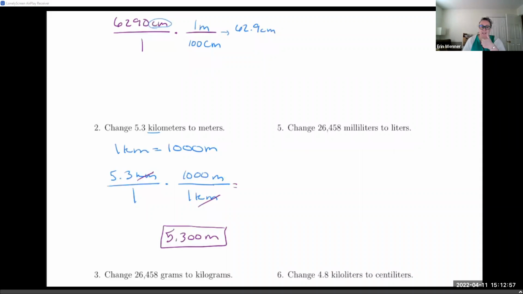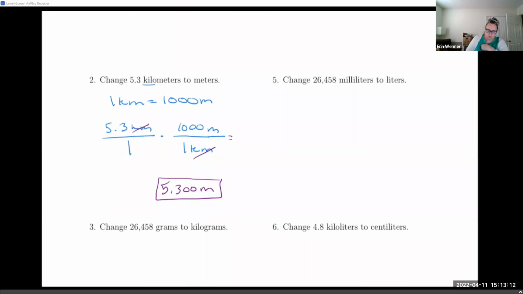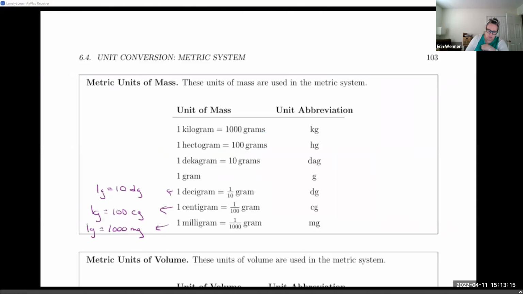So again, it's always identifying your conversion factor first, and then you have to figure out, is it up or down? How do you place that factor? Okay. So number 3, we're going from grams to kilograms. So if we go back to this page, we need to write down, what is our conversion factor between grams and kilograms, right? What do we have? So we can see that 1 kilogram equals 1,000 grams.